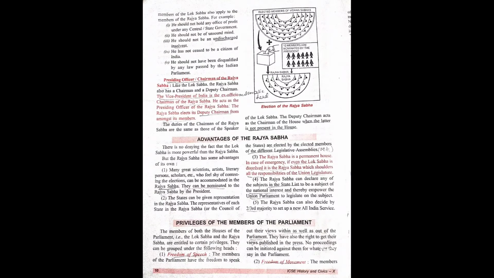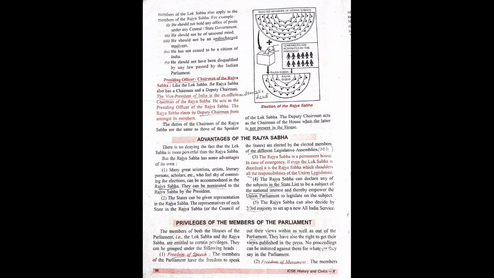This is the most important point you must keep in mind. The Rajya Sabha can also decide by its 2/3 majority to set up a new All India service. So from here also a 1 mark question comes, which basically comes as question number 1 in your question paper, that is: give one advantage of the Rajya Sabha. So you can write this last point, which is easy to remember and also very important.